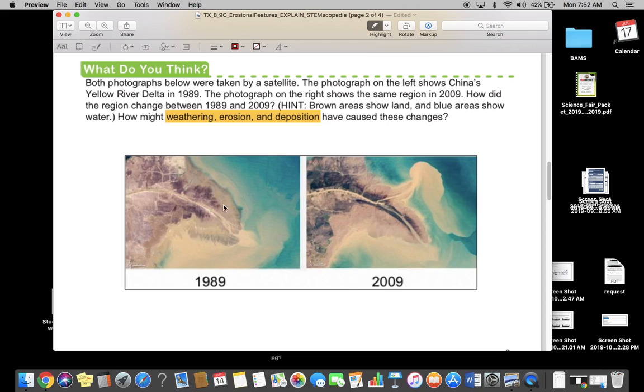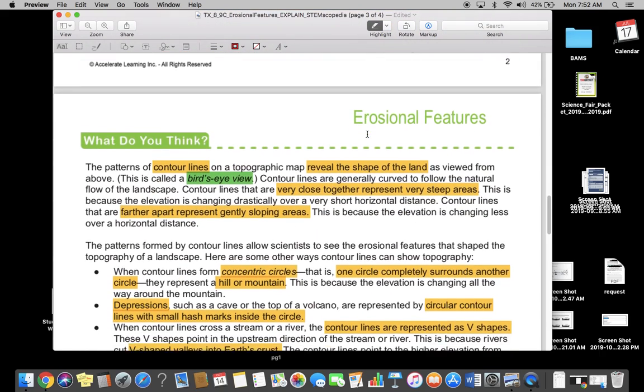Here's a hint. The brown areas you see here show land. The blue areas surrounding it show water. How might weathering, erosion, and deposition have caused these changes? So think right now, how might weathering, erosion, and deposition have caused these changes?